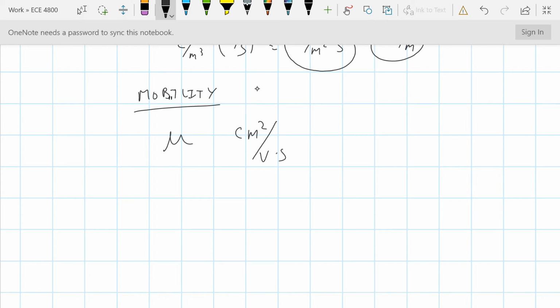It could be given in meters too. It depends. Sometimes it's given in meters squared per volt second. Sometimes it's given in centimeters squared per volt second. So just be careful of that. I'll just denote here that it could also be given in meters squared per volt second.